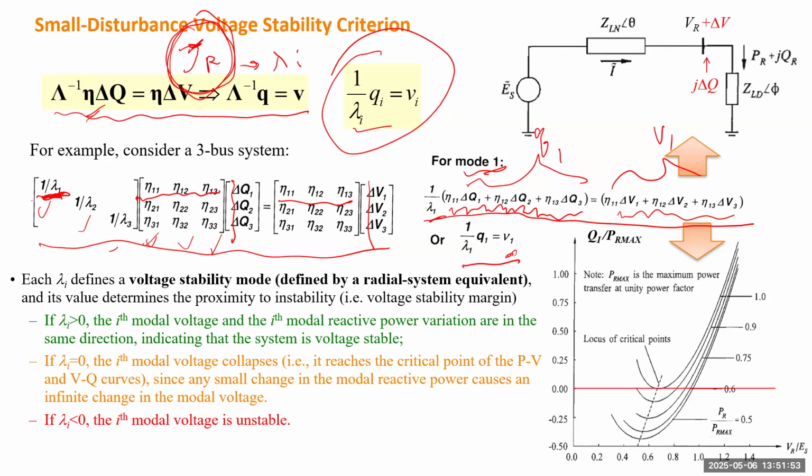If all eigenvalues are positive, the system is stable and you're far from any voltage stability limit. But if any lambda becomes 0 or negative, then for that specific mode, the voltage will become unstable. That mode corresponds to some radial system equivalent, which can be characterized by the radial system on that top corner. And for that case, you need to inject reactive power to improve the voltage. So you can use the VQ curve for that mode to determine how much Q you want to inject to improve the voltage.